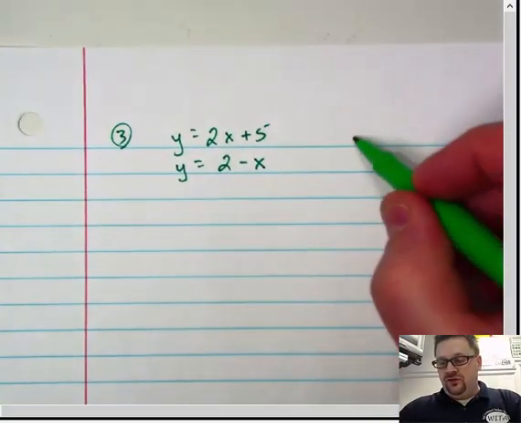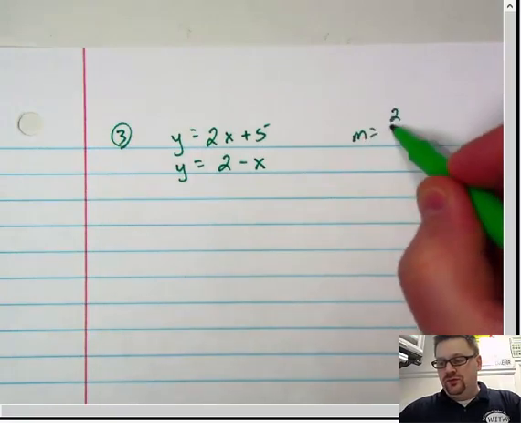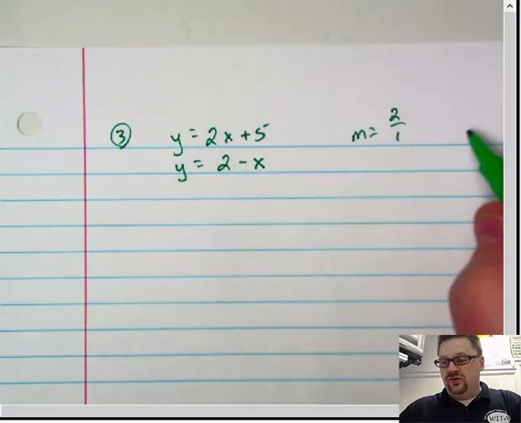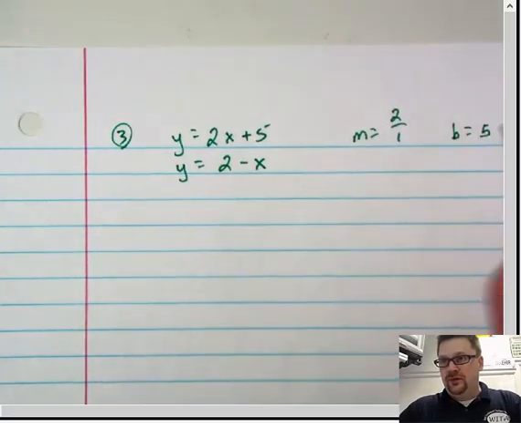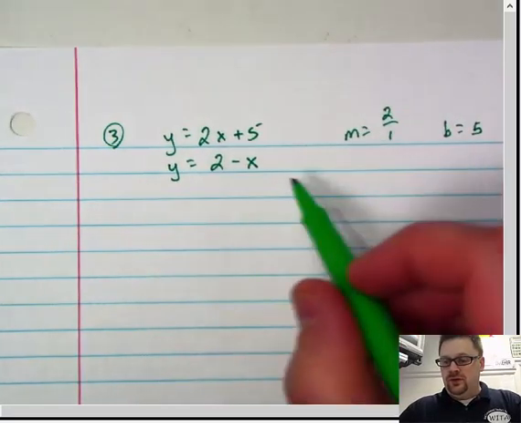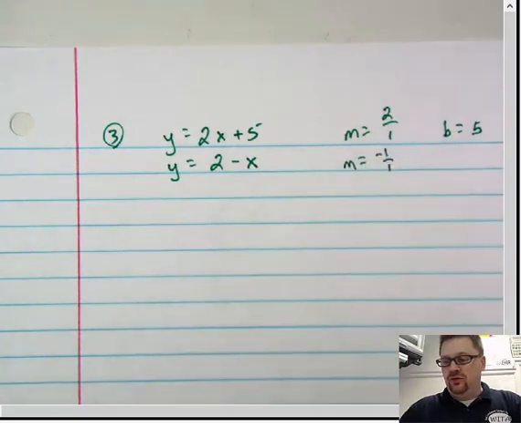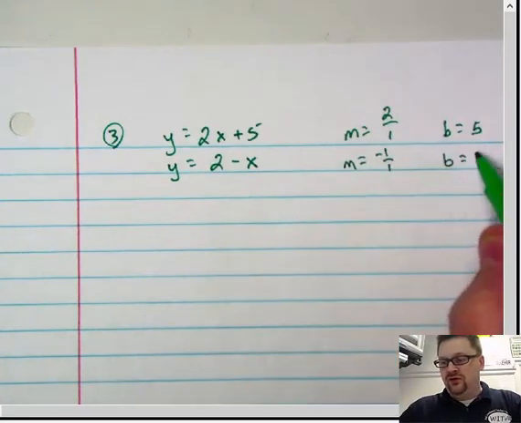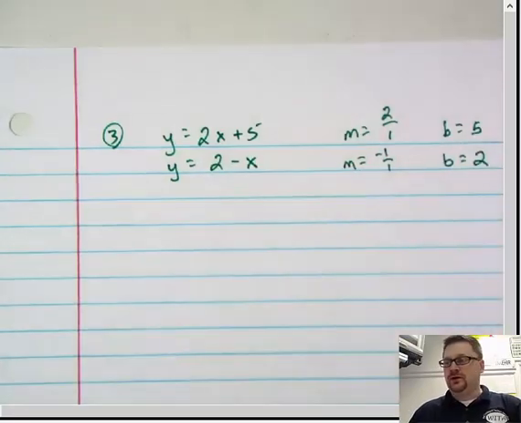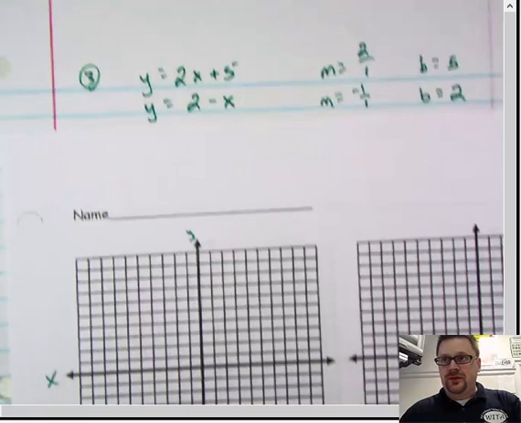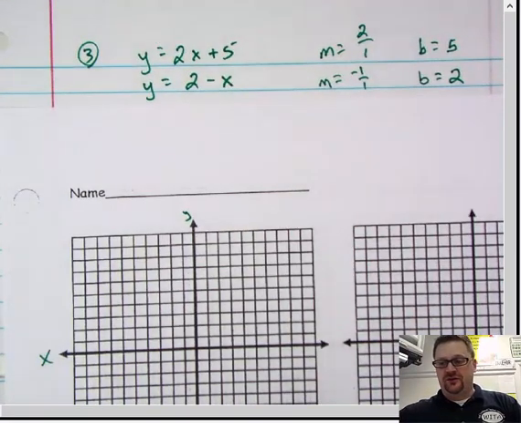In this, the slope is 2. If I make that a fraction, it's 2 over 1. And the y-intercept is 5. Here, the slope is negative 1 over 1, and the y-intercept is 2. Okay? So I'm going to graph those two lines. And again, you can do this just by sketching if you'd like to.